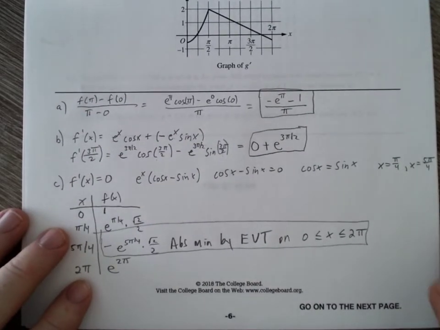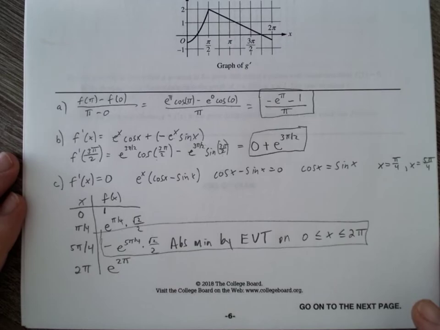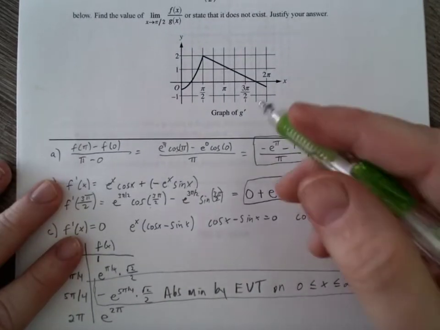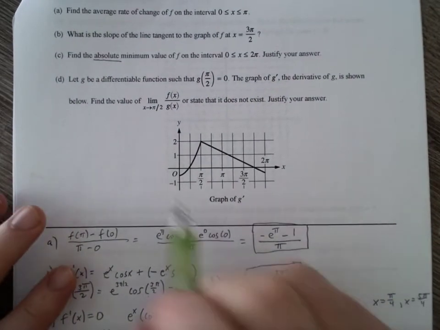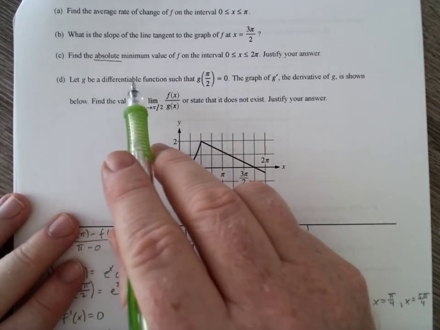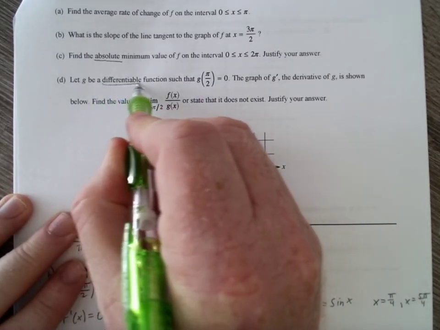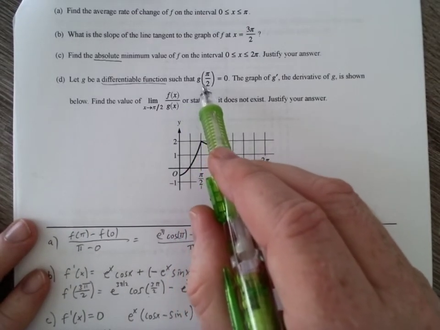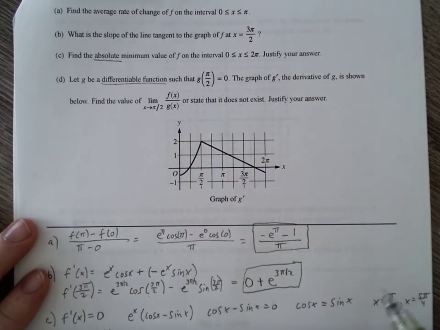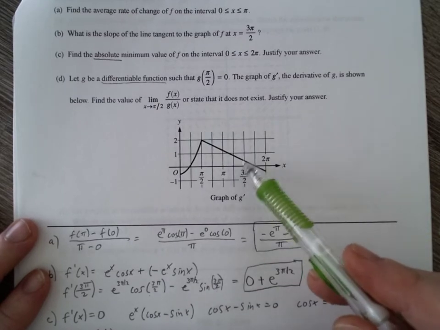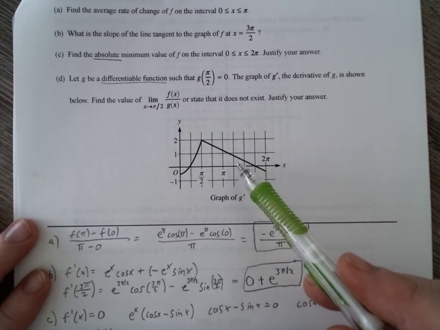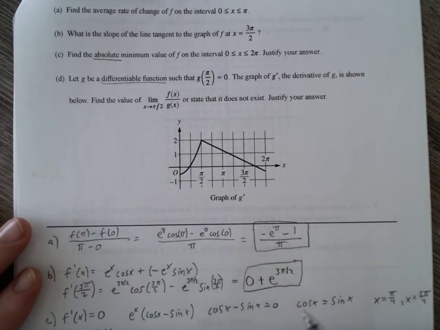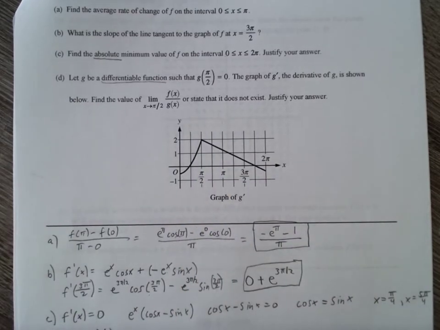We're good now. All right, question D. This graph obviously is coming into play finally. All right, let g be a differentiable function. When they say that, that's important. That's going to tell us something. Such that g of pi over 2 is equal to 0. The graph of g prime, the derivative of g, is shown below. Find the value of the limit as x approaches pi over 2 of f of x over g of x, or state that it does not exist.